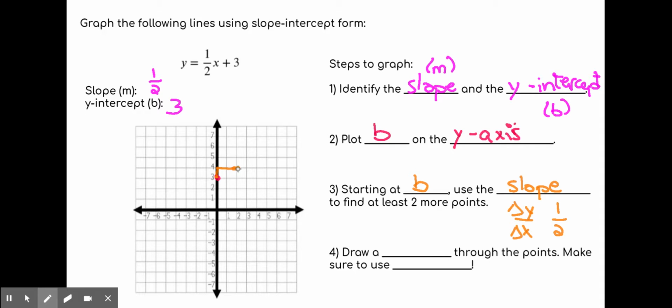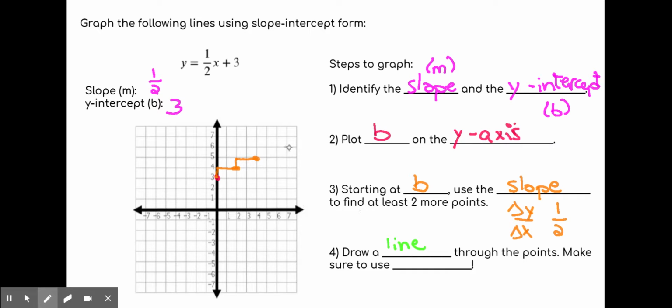I want you to do it again. I want to have at least 3 points. So I'm going to go up 1, and I'm going to go right 2 because both of those numbers are positive. And now I have 1, 2, 3 points. And then the last step is to draw a line through the points.